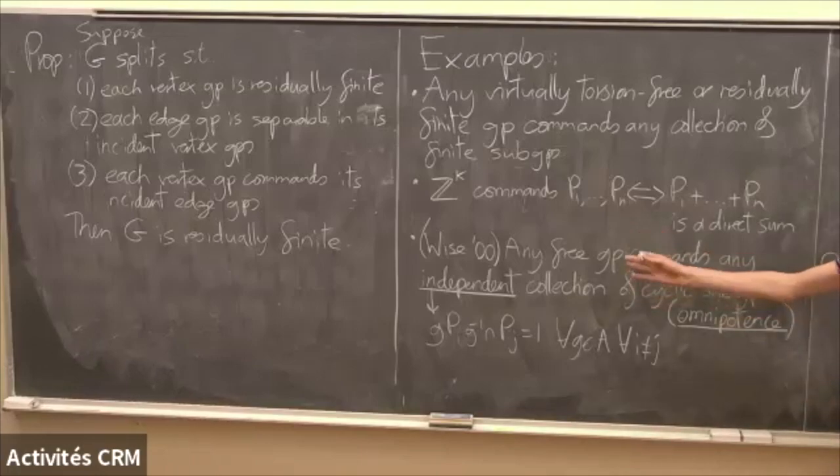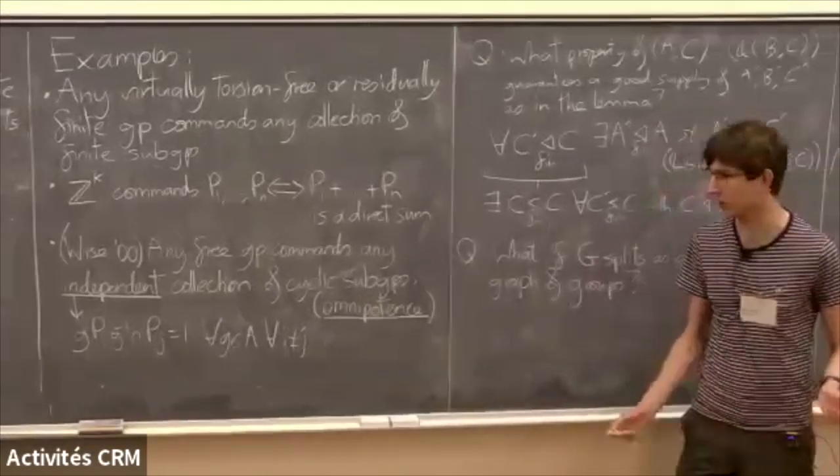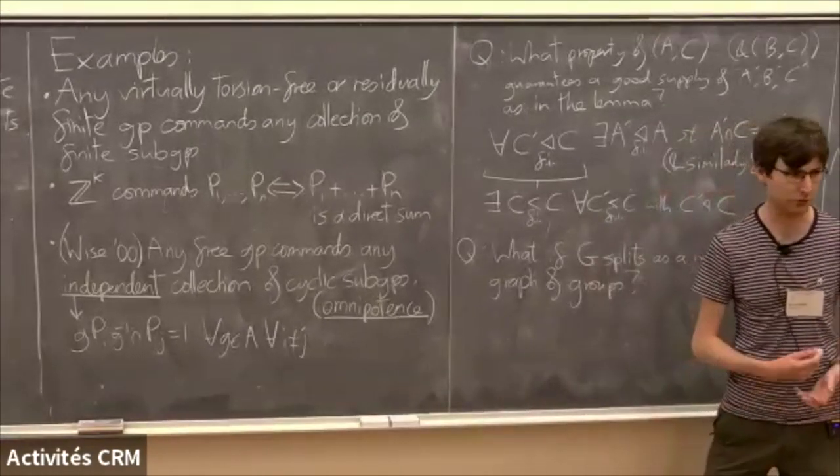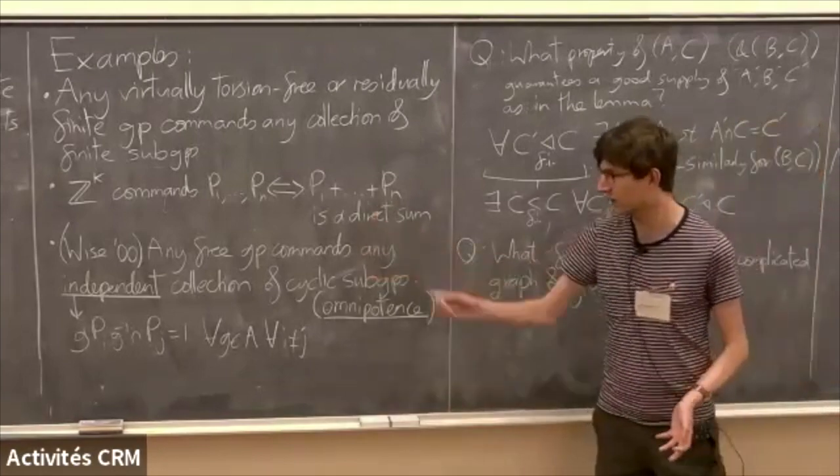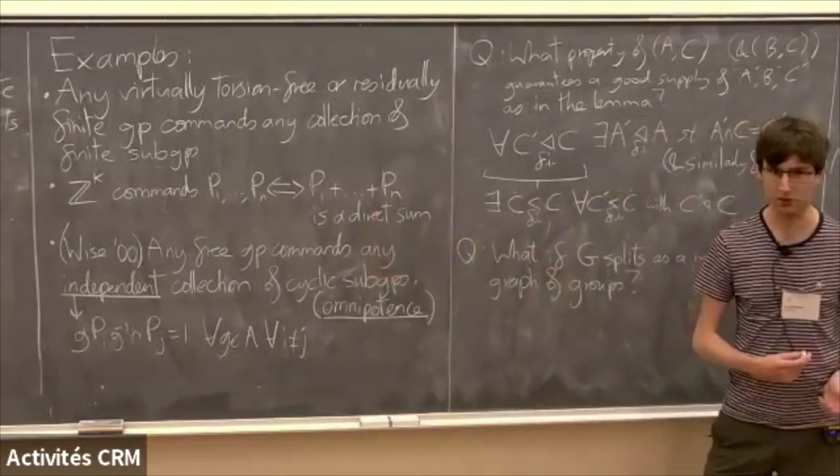And Wise's motivation for this and for inventing the notion of omnipotence was similar to the motivation I've been giving in this talk. So Wise was studying graphs of groups with free vertex groups and cyclic edge groups. And he was classifying when these groups are subgroup separable. So of course, for this, you need to have lots of control over constructing finite covers of graphs of groups. So this is the property you want on the vertex groups.